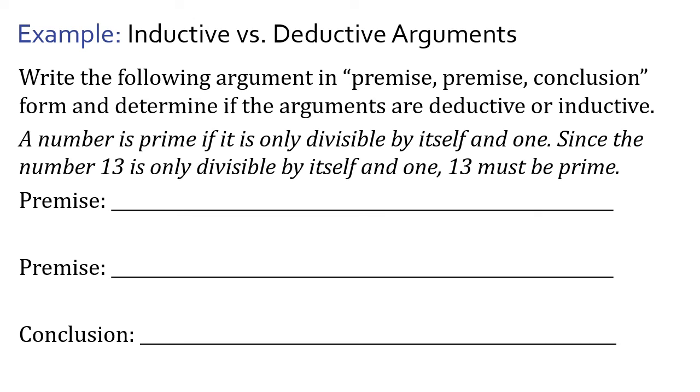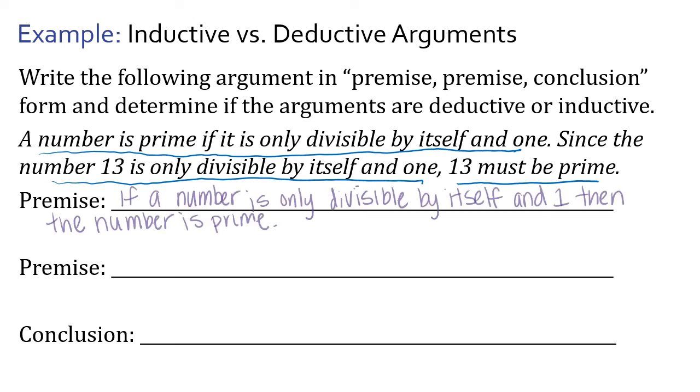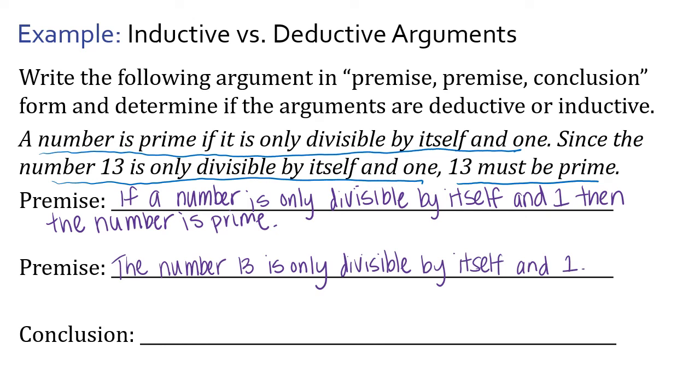Okay, our next argument is a number is prime if it is only divisible by itself and 1. Since the number 13 is only divisible by itself and 1, 13 must be prime. So we can tell off the bat that 13 must be prime. That's our conclusion. So our premises are going to be a number is prime if it's only divisible by itself and 1. And then the number 13 is only divisible by itself and 1. So those are the two statements that are getting used to come up with this conclusion that the number 13 must be prime.